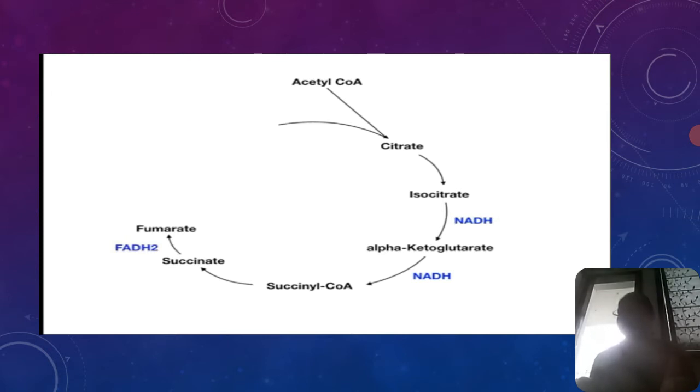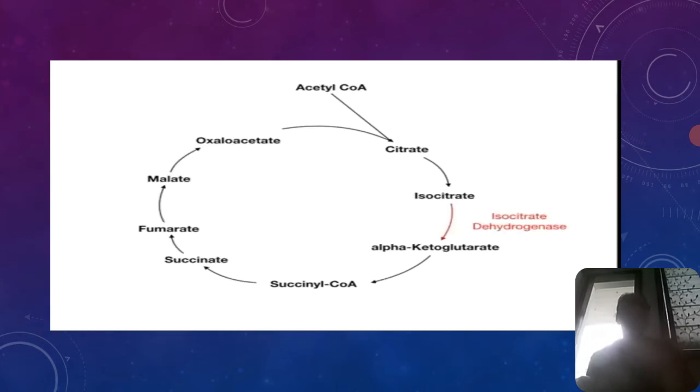Next, the third oxidation step of the Krebs cycle converts succinic acid to fumaric acid. So see here, up to here, the succinic acid conversion, that means the succinate is converted into fumarate.